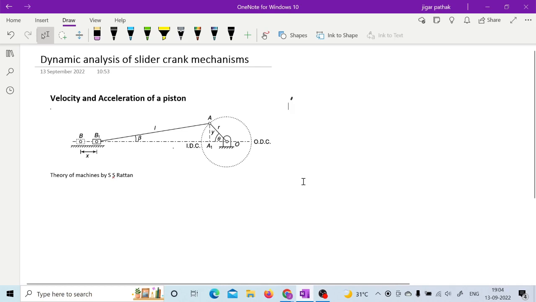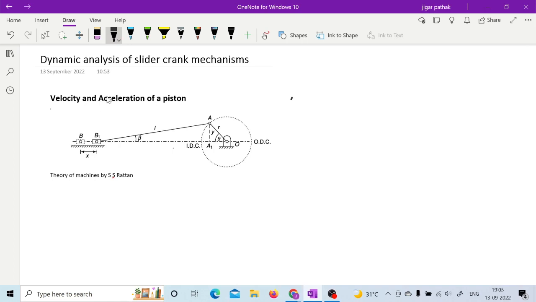So today let us start with the dynamic analysis of slider crank mechanisms. Here we will see what are the different forces acting when a slider crank mechanism is under working condition. In order to have an idea about the forces acting on different components, first we have to have an idea about the displacement, velocity and acceleration of different components, right?